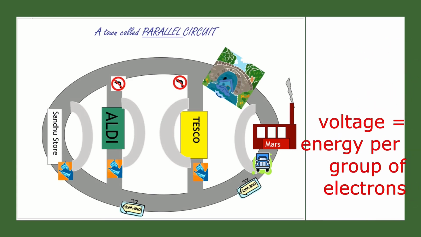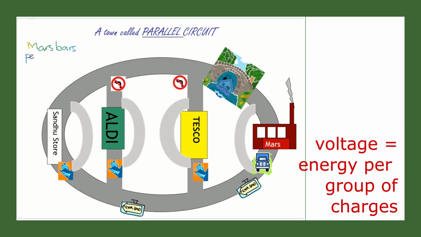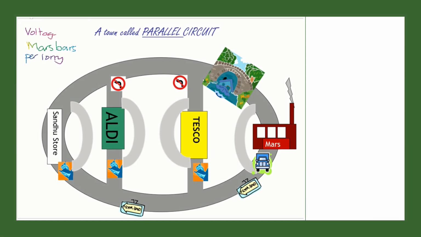So if you remember, we've got to now look at voltage. And remember that voltage was to do with the energy, or the number of Mars bars per lorry. So Mars bars per lorry equals our voltage equivalent. And remember, it is the Mars bar factory manager, she was the one that set the Mars bars. So I think this time we're going to go for 20.